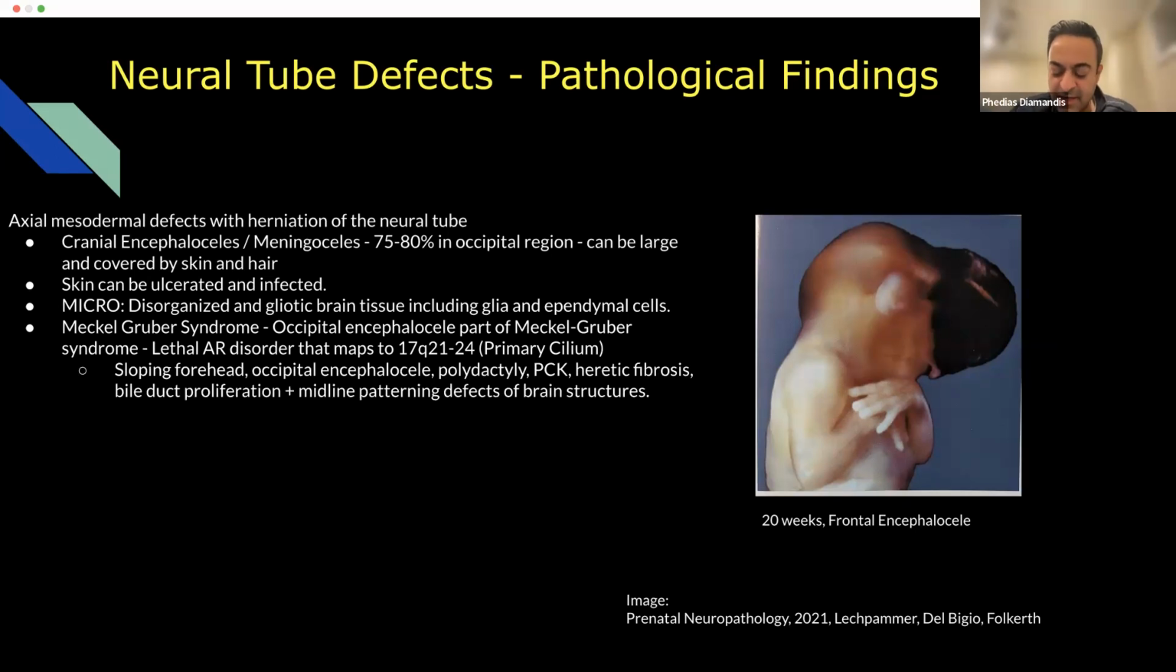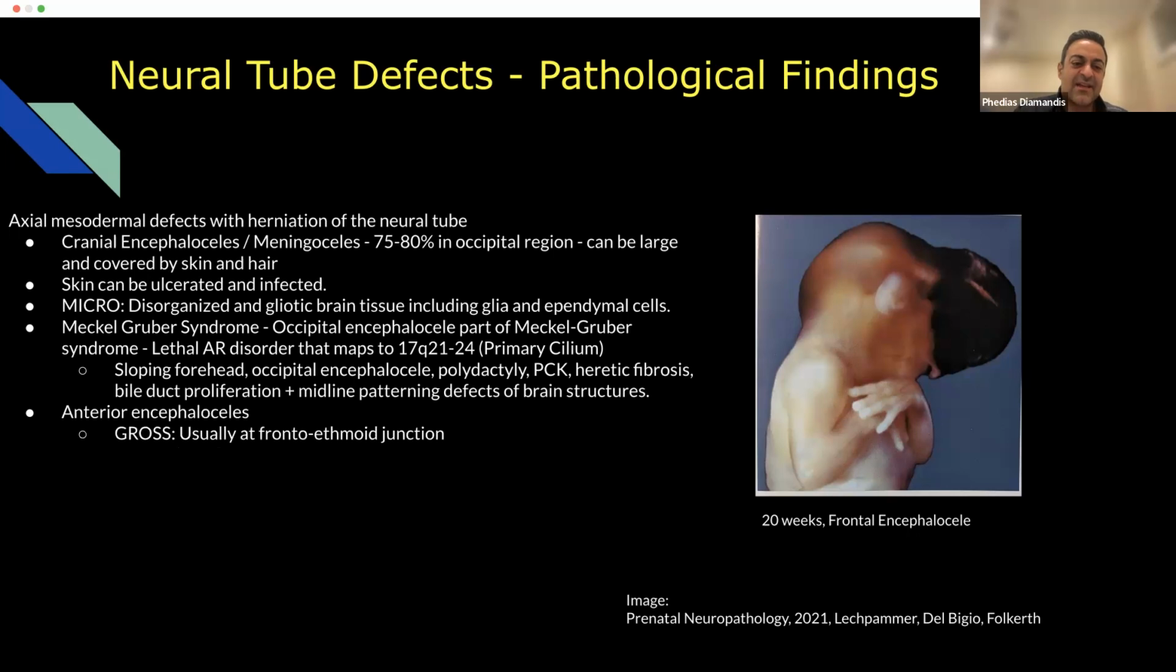for the parents. These are often associated with other things that may make you more suspicious, including a sloping forehead, occipital encephalocele, we talked about polydactyly, polycystic kidneys, hepatic fibrosis, palate-like proliferation, midline patterning defects of brain structure. So much more than just a herniation of tissue.